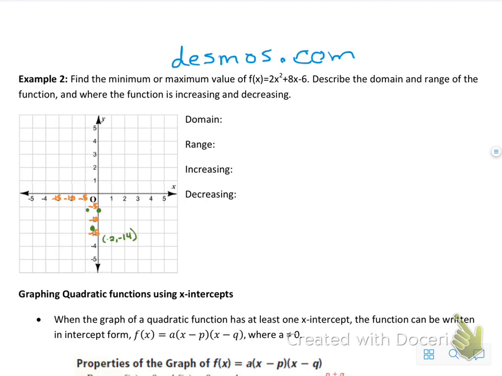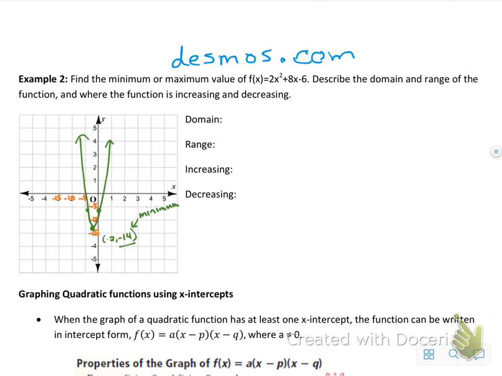So that's what we mean when we say plot good points. We mean go and find good points. Don't just sketch a graph. So the minimum here is the -14. That is our minimum, because that is the lowest y value. Now, the reason we have a minimum is because it goes up forever and ever. If it were going down, we would have a maximum. But here we have a minimum.